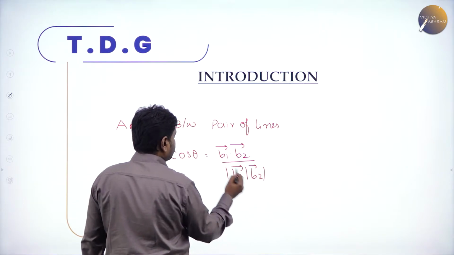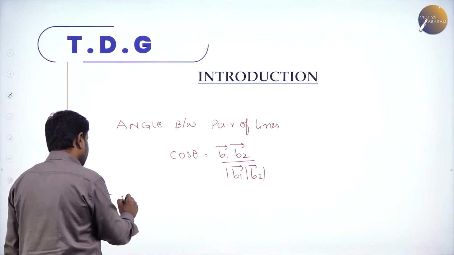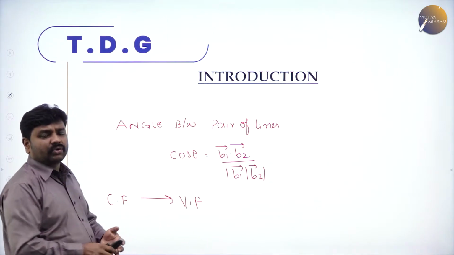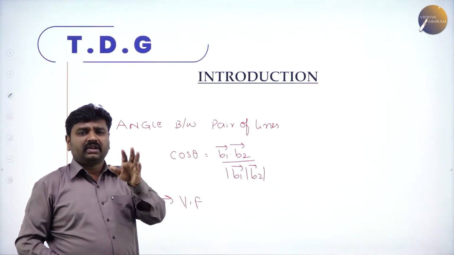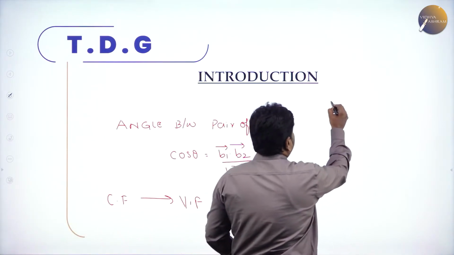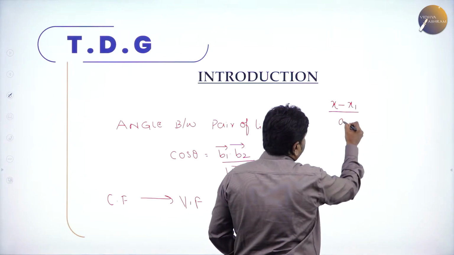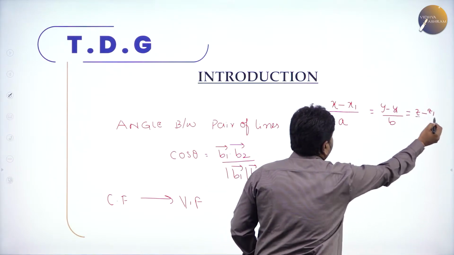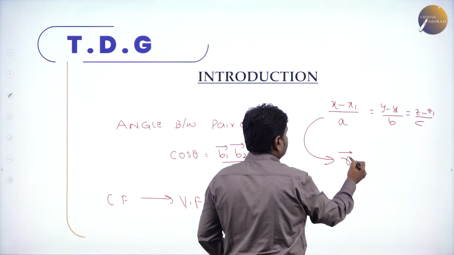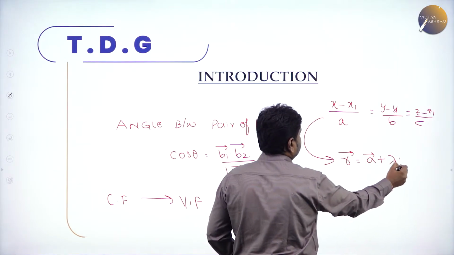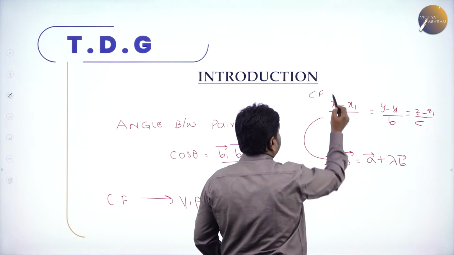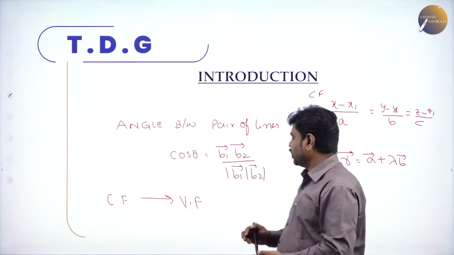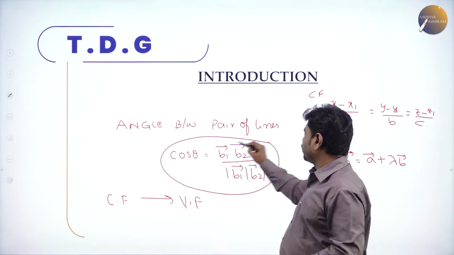See, suppose if they give in Cartesian form, convert the Cartesian form to what? Vector form and use the same formula. Otherwise you have to learn one more set of formula, so not required. What is Cartesian form? Dear students, all of you know Cartesian form of line is x minus x1 by A equal to y minus y1 by B equal to z minus z1 by C. Convert this to vector R is equal to vector A plus lambda vector B. So if they give Cartesian form, convert it into vector form and find B1, B2 and use the same formula. Angle between pair of lines.